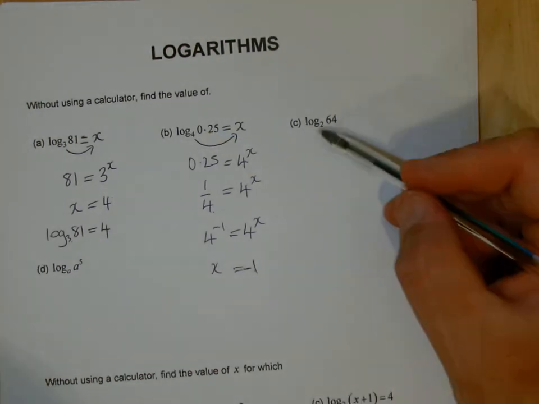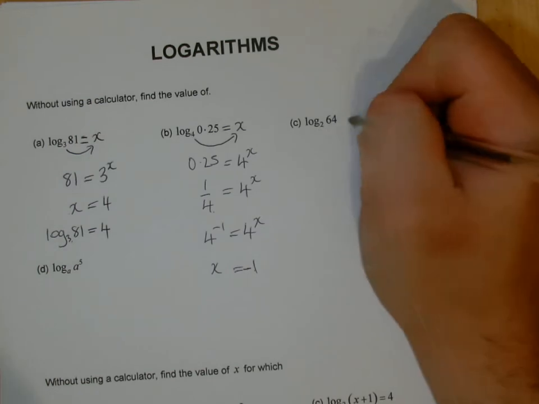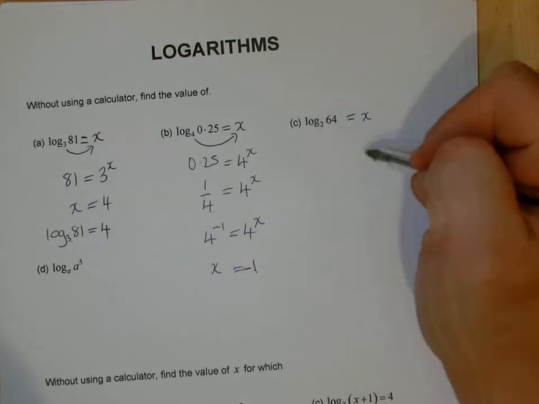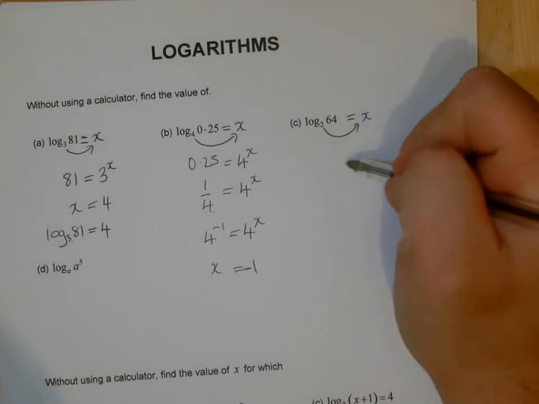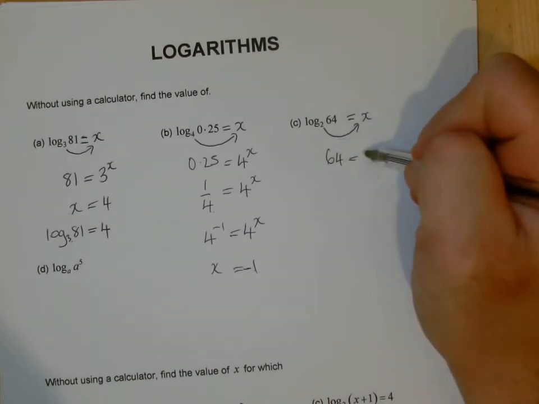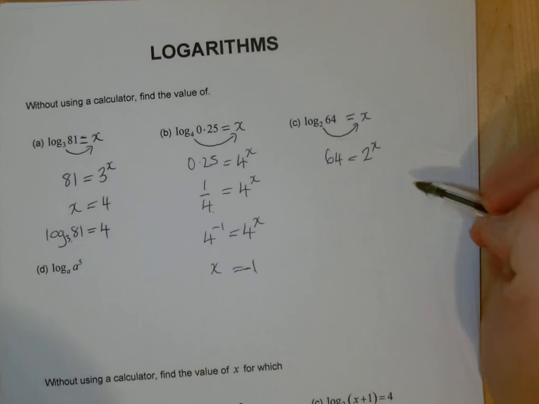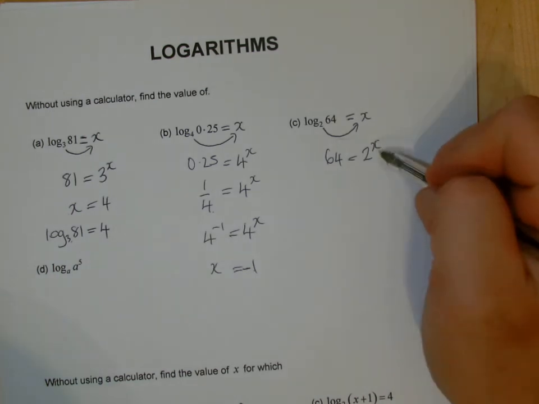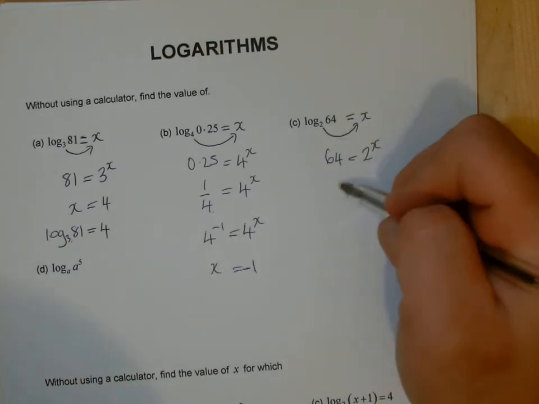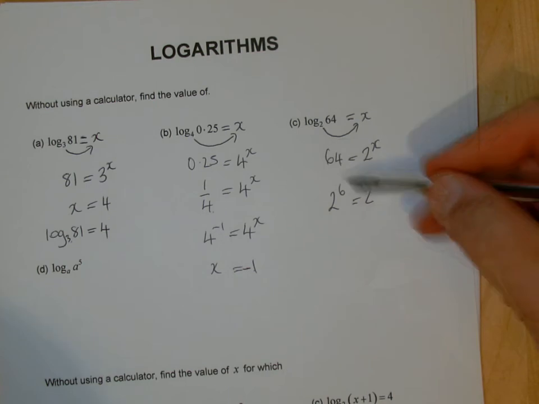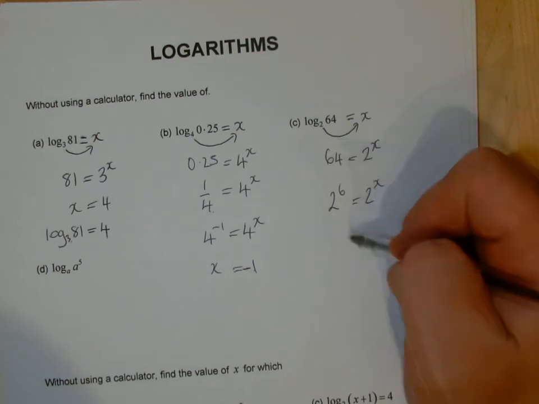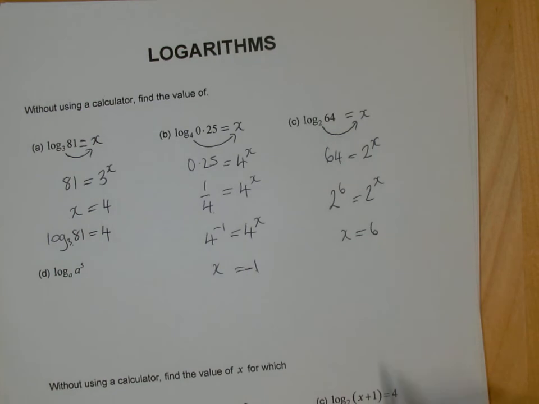Same situation here. Put it equal to x. x is the power. Let's rearrange the equation and swing that base back over. So I've got 64 equal to 2 to the power x. The question is then, what is x? Well, 64 is a power of 2, and if you know your stuff, it is 2 to the power 6. You can work it out: 2 times 2 times 2, keep going, and you get 64. Then x has got to equal 6 in that case, because the powers have to be equal.